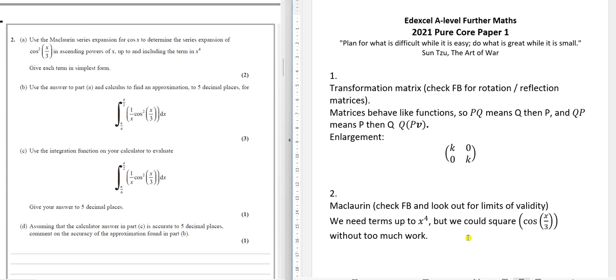Now, it's not immediately obvious why we're looking for an approximation, but when you think about the fact that they've just told you to use part A, hopefully it becomes clear. We found an approximation for cos squared of x over 3, and this integral is going to be potentially a bit of a messy one to do exactly. So by replacing cos squared of x over 3 with the Maclaurin series expansion, hopefully that will give us something that's easier to integrate.